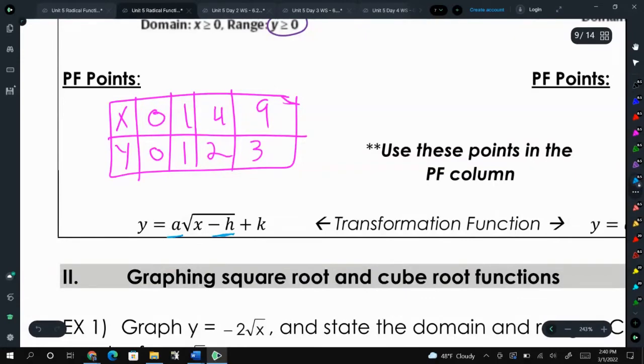A, H, and K have returned, and they do the same thing as they've always done. A is that vertical shrink or stretch, depending if A is larger than 1 or smaller than 1, or if we have a reflection, if A is negative. H is going to be our horizontal shift, moving left or right, the opposite of what you see. K is our vertical shift, going up or down, and it's exactly what you would see. So that's why we really stressed earlier in the year the importance of knowing what A, H, and K do.